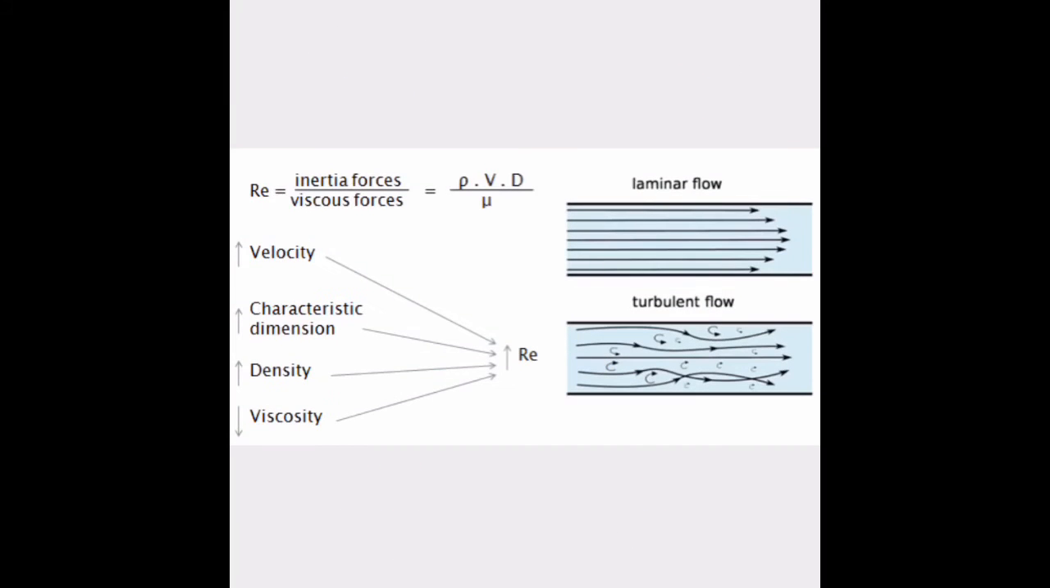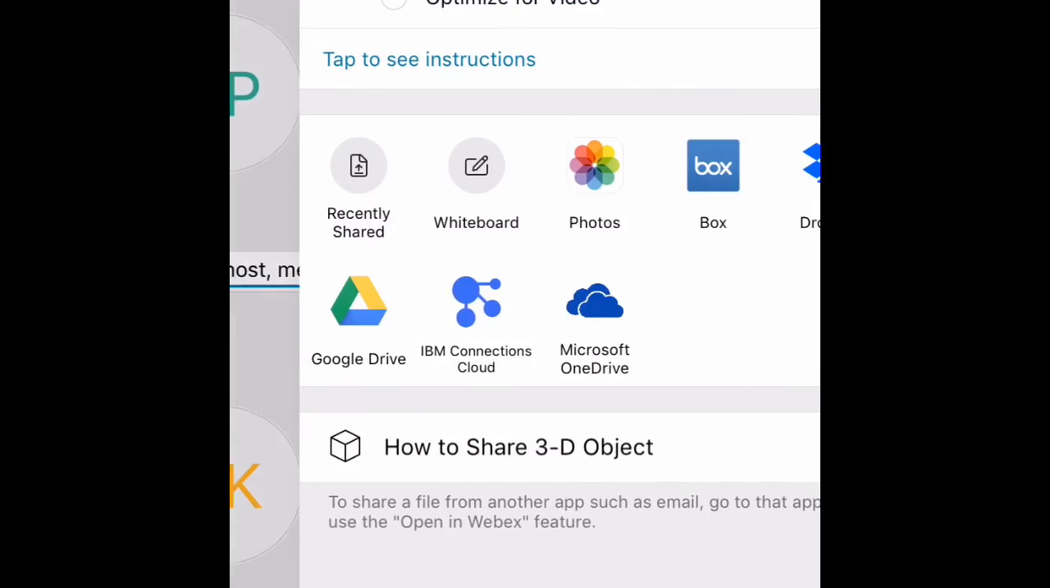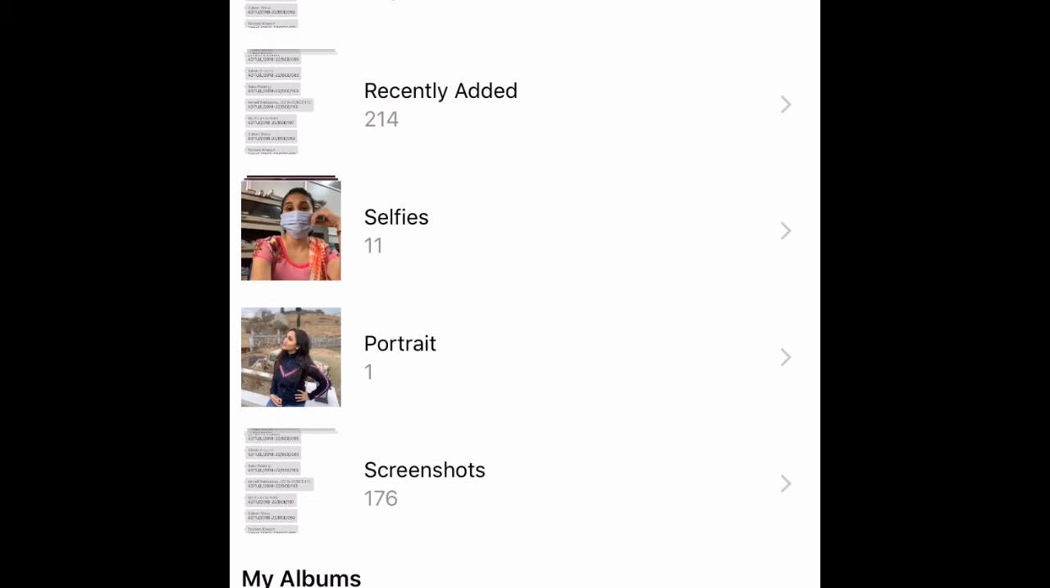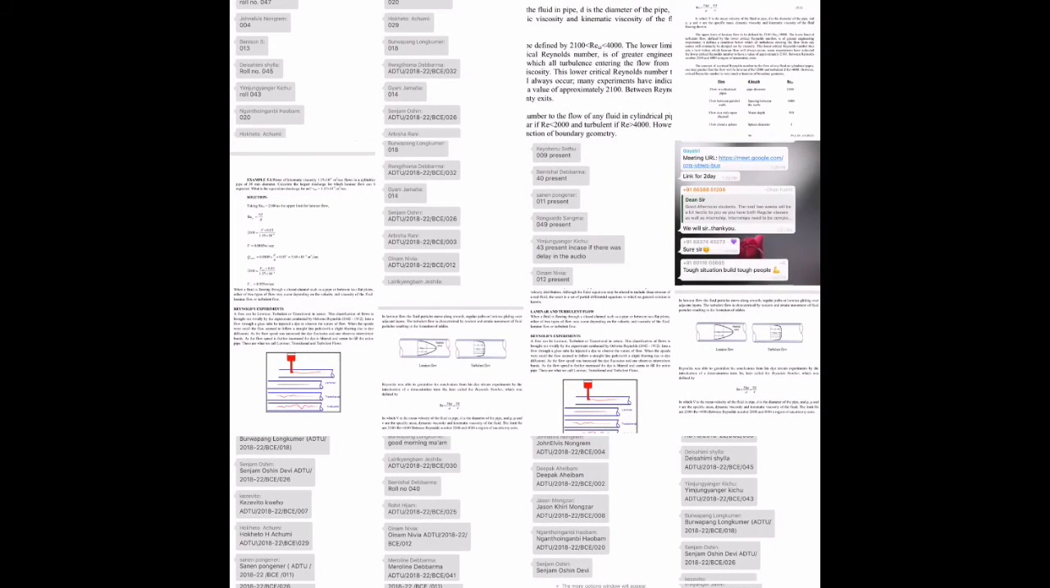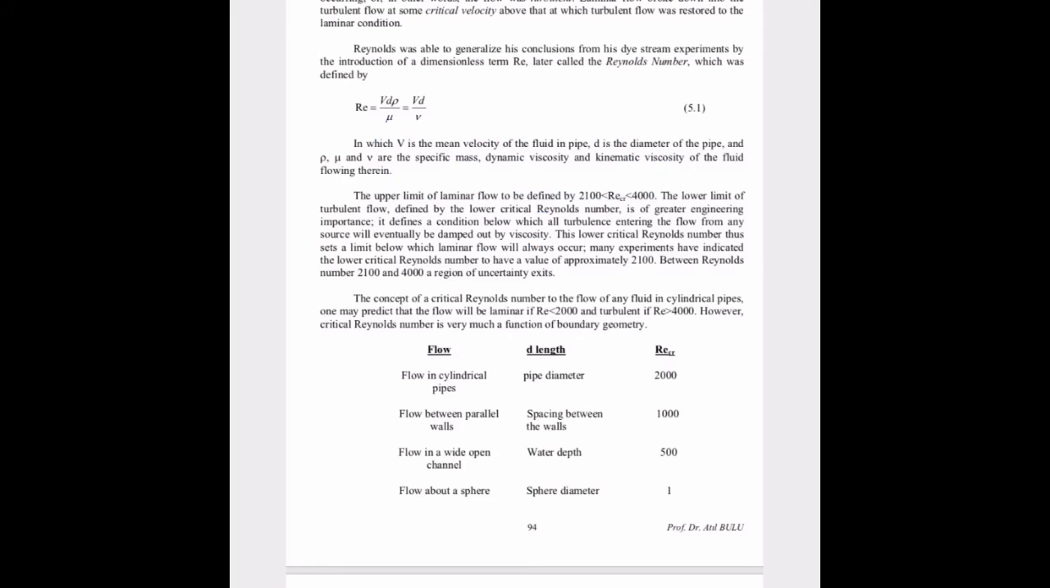Is that clear to you? Any doubt? If you have any doubt, you can ask me directly or you can write in the chat box. If anyone's network quality is not good, you can write it down. Okay. Let me share the screen.